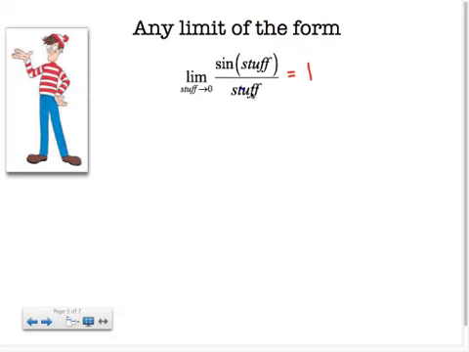Okay, well, in trig limits, we're looking for limits of this form: sine of stuff over stuff, the limit as stuff goes to 0. If we see that, we know we may replace it with 1. All right, what am I talking about?